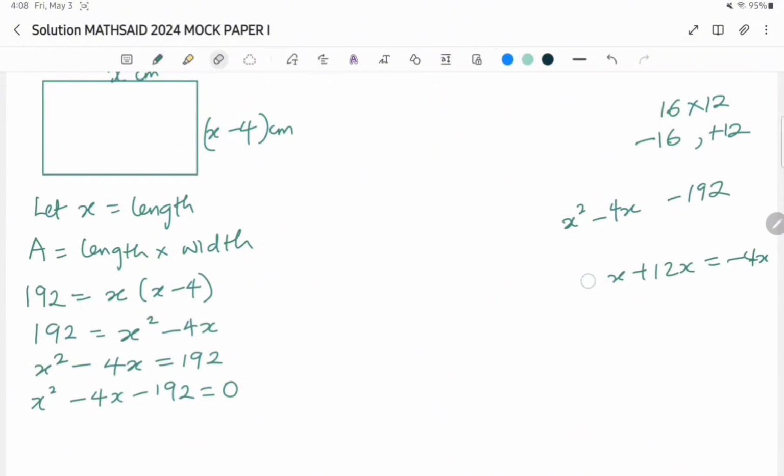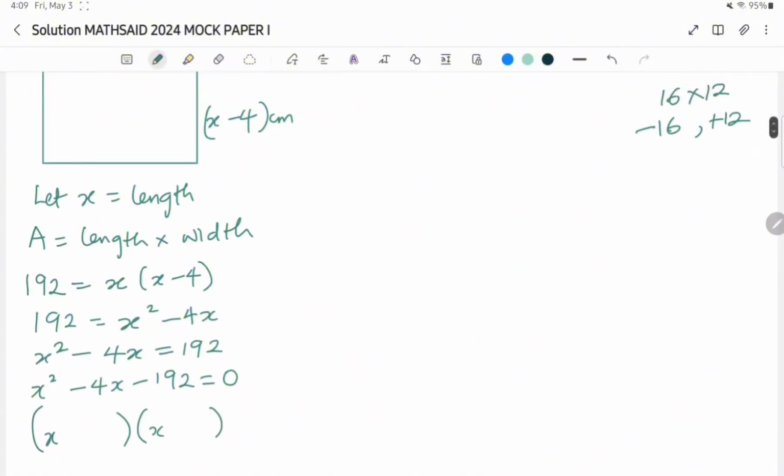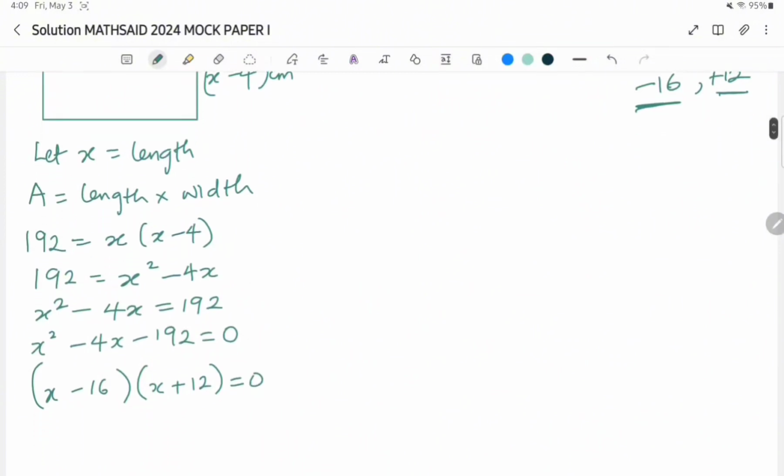So now that we've established that, rather than spending time on the traditional method of factorizing a quadratic expression, it is quite simple. We can just say, since our unknown is x, open two brackets. Then since your numbers are minus 16 and positive 12, just write x minus 16 and x plus 12 equals 0. So we've factorized the expression right here. But you can save yourself from losing any mark at all by using the traditional method.